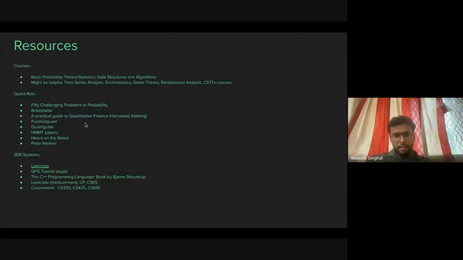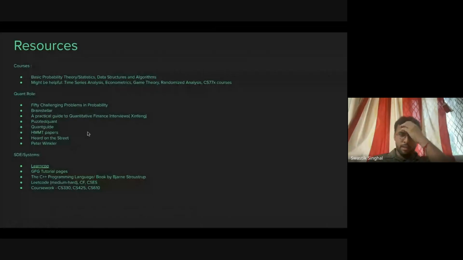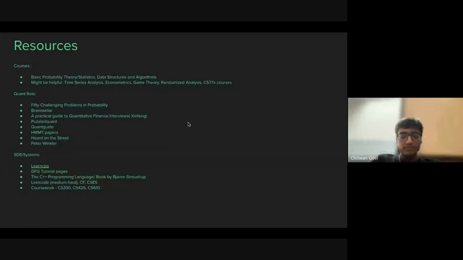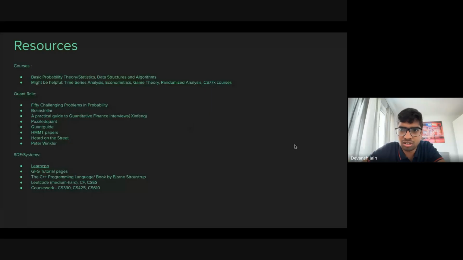Devansh, can you tell us about resources for systems? There are resources mentioned on the slides too, so I can mention them at that time.